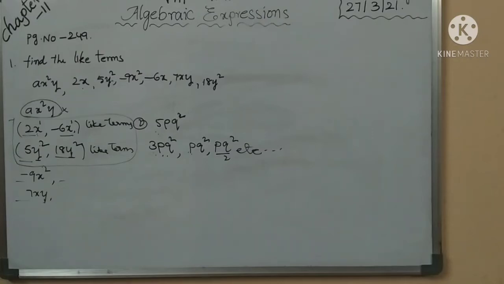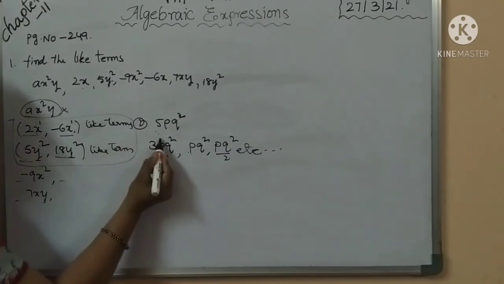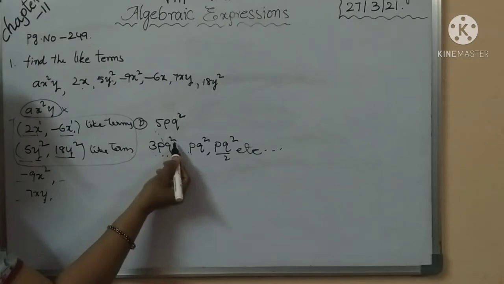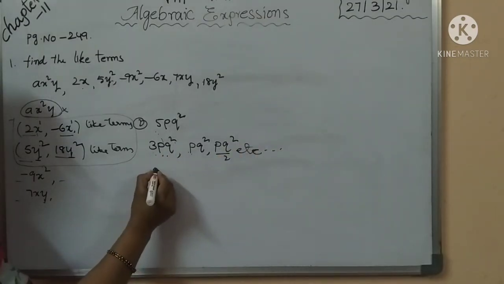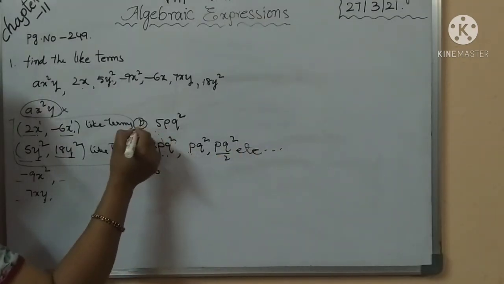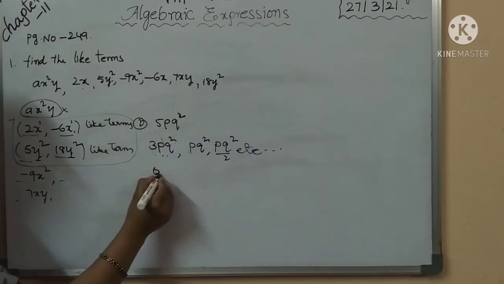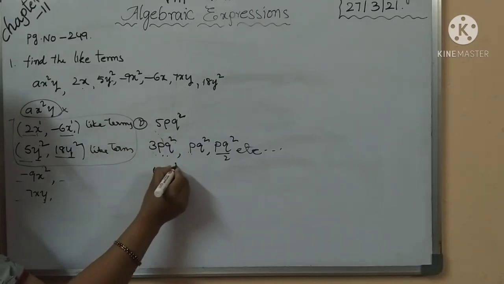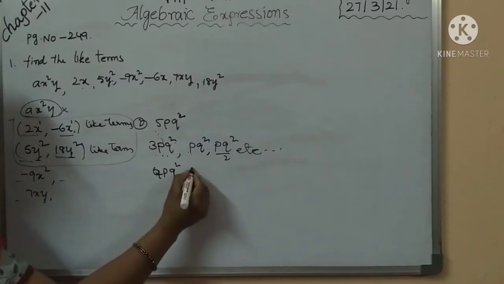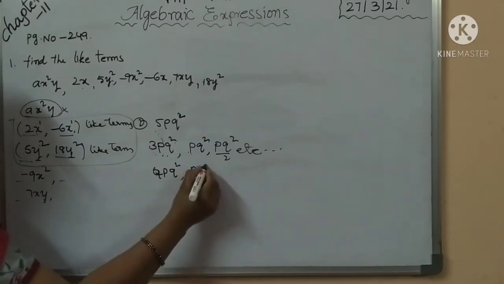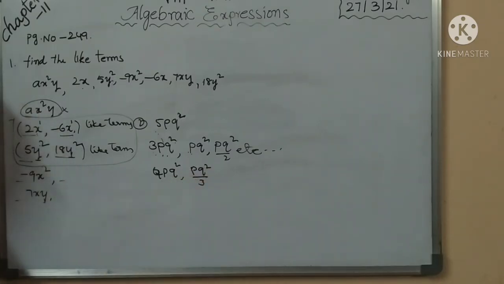Like terms means we should write with the p power 1 and the q power 2. We should write something before the 5, that is, 4pq square, or pq square by 3, also write that. Only the part before 5pq square changes. Like terms means same variable and same power. That is called like terms. Understand, children? Okay.